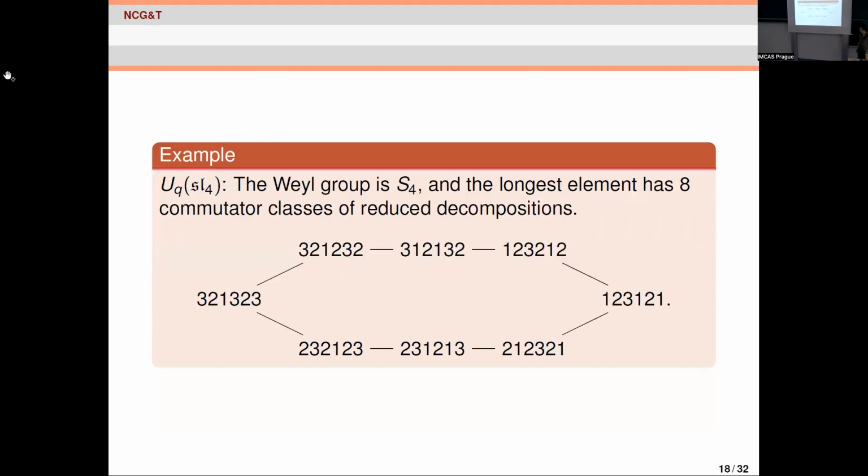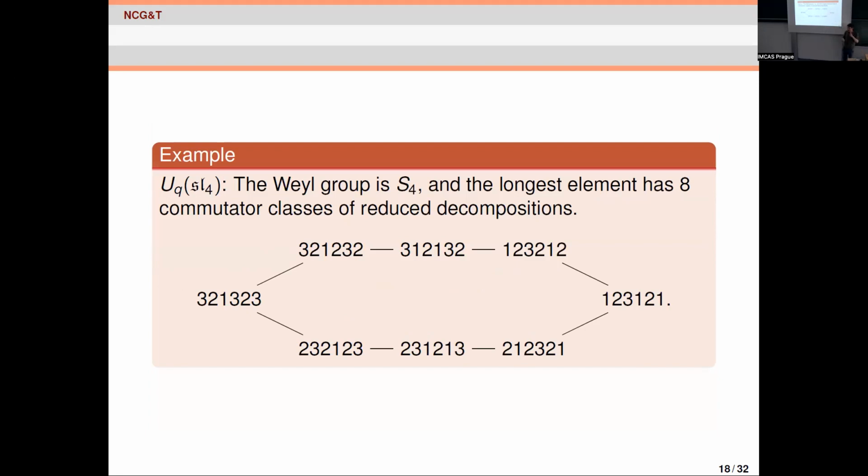If we go up a little bit higher, we see that the Weyl group of SL4 is S4, and the longest element has 8 commutator classes of reduced decompositions. You can see here they are. Just for the sake of space, I'm dropping the S's or the sigmas, and I've just written the sequence of numbers themselves, the indices. Hopefully that makes sense. And you can see that to go from here to here, it's a braid move.